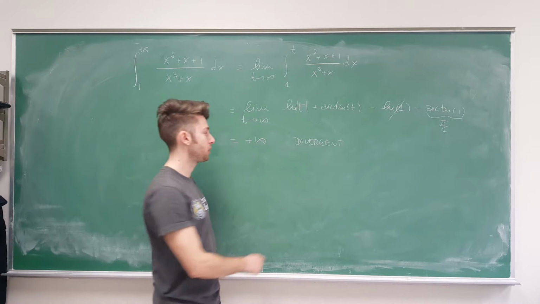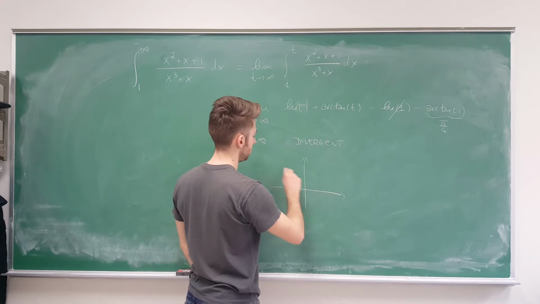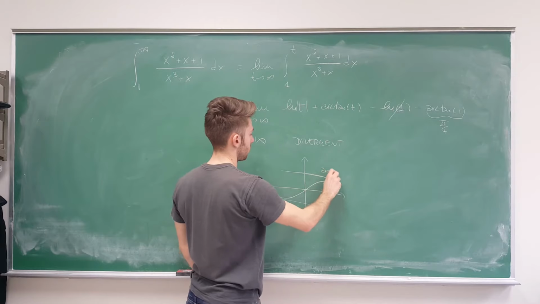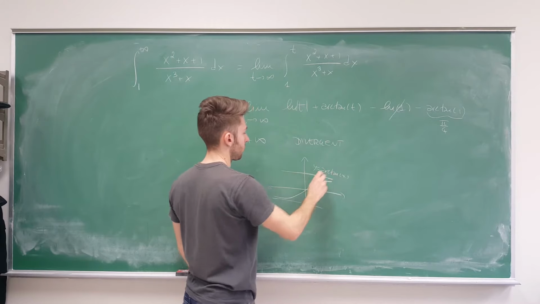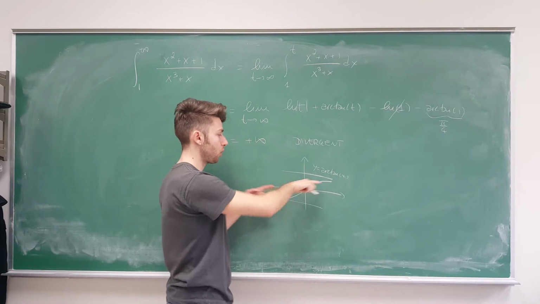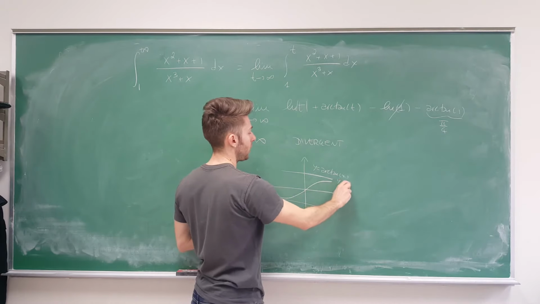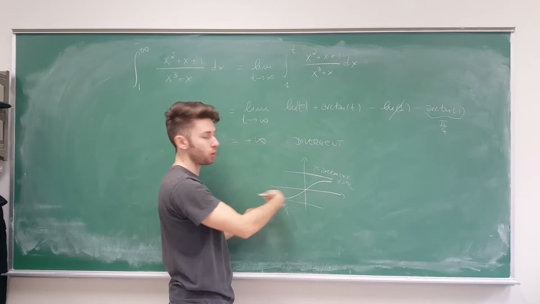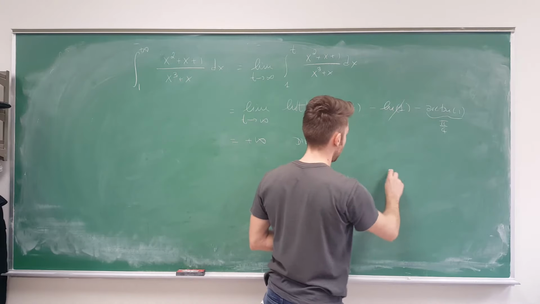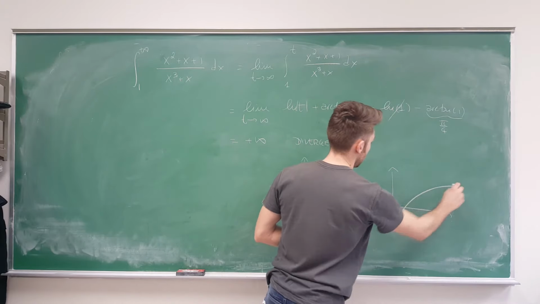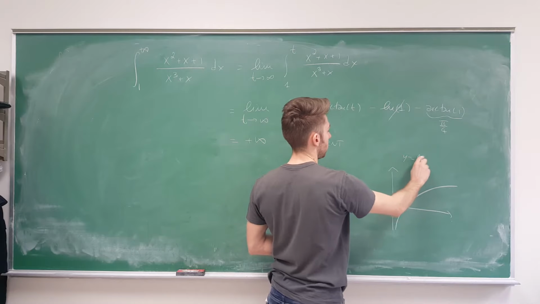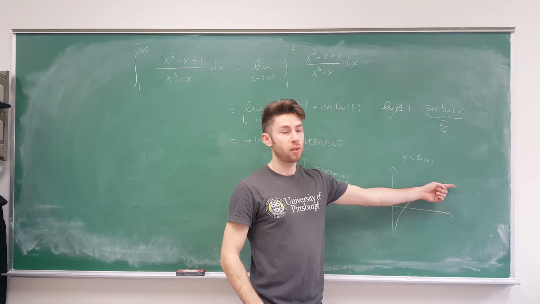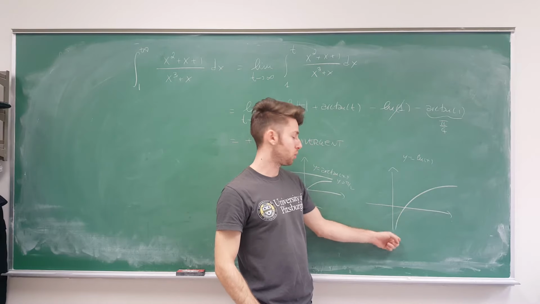So just as a reminder, this is the graph of arctangent. There's two horizontal asymptotes, y equals pi over 2 at positive infinity and y equals negative pi over 2 at negative infinity, while logarithm is like this. So at positive infinity it goes to positive infinity, and when x goes to 0 plus it goes to negative infinity.